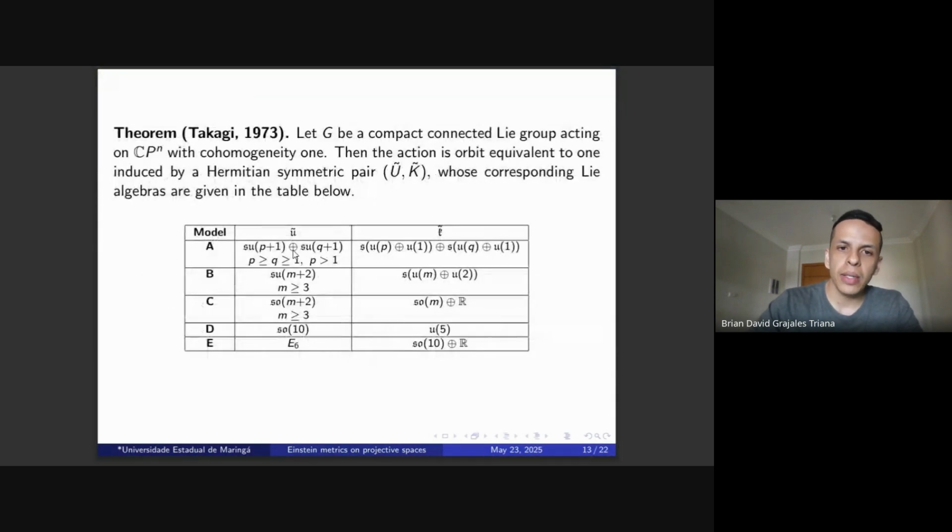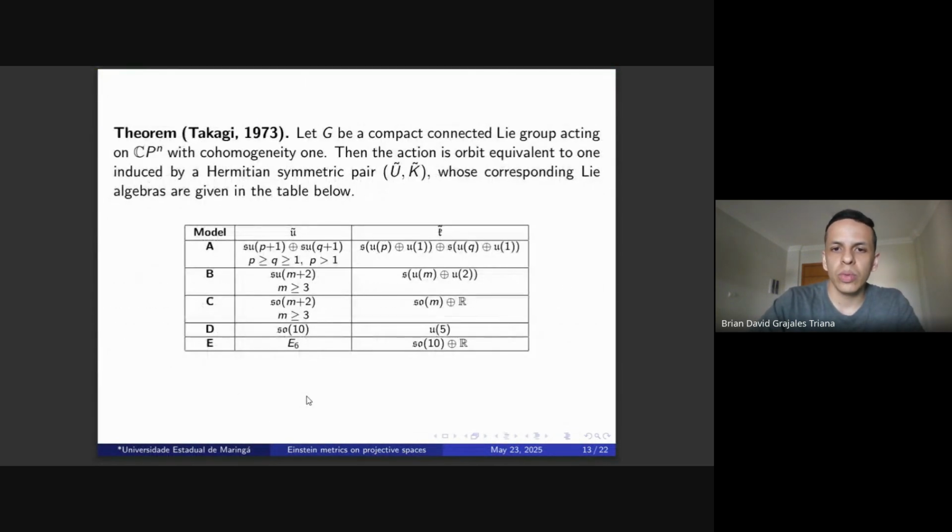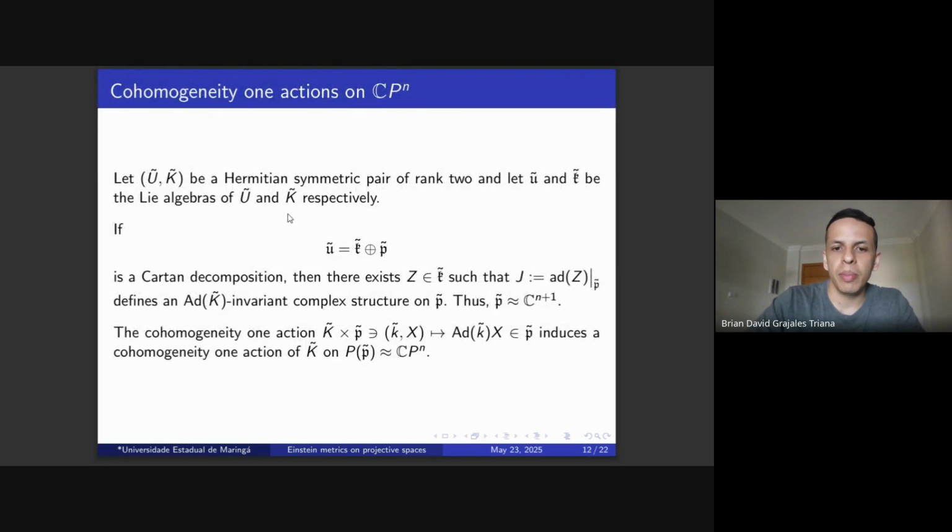And the interesting part is that we have this theorem by Takagi, in 1973, that says that essentially this is the way you construct all the cohomogeneity one actions on a complex projective space. Specifically, if G is a compact connected group acting on a complex projective space with cohomogeneity one, then the action is orbit equivalent to a cohomogeneity one action induced by a Hermitian symmetric pair, as we said before, in this way.